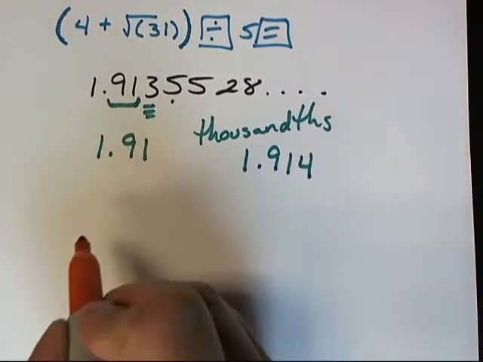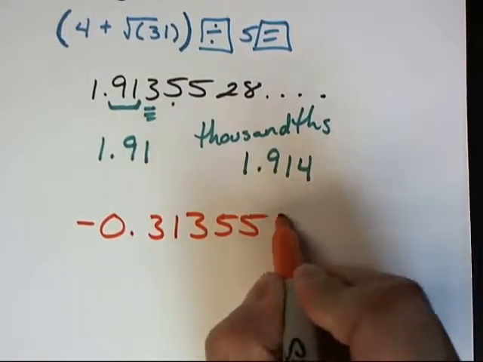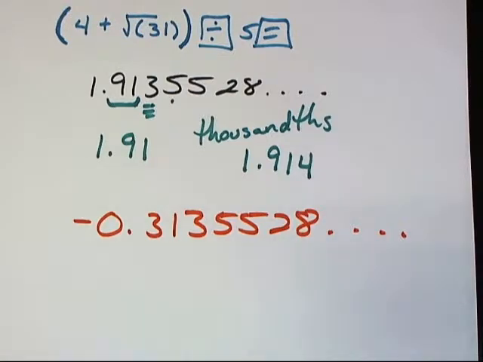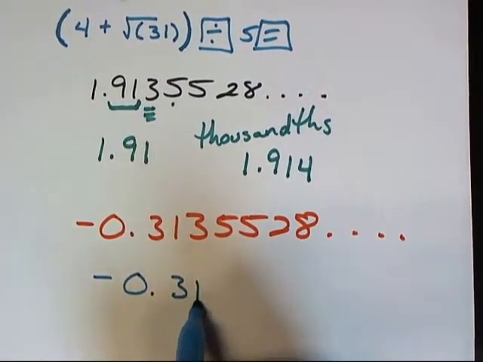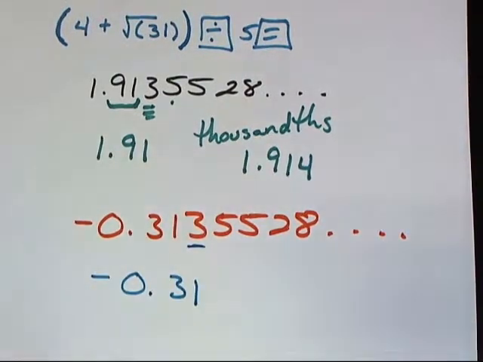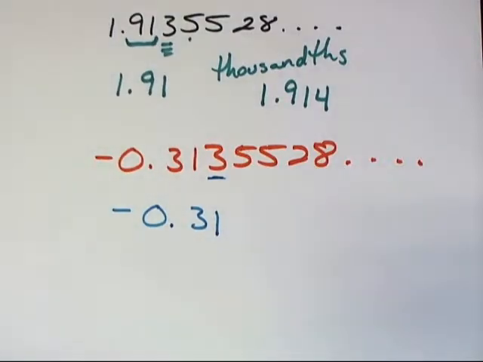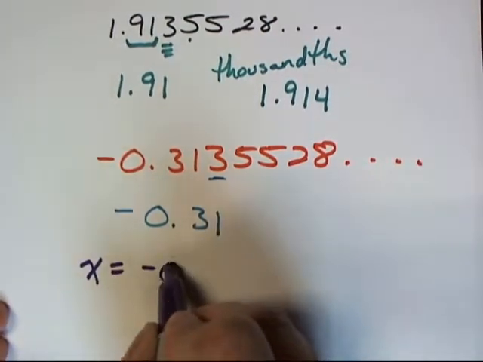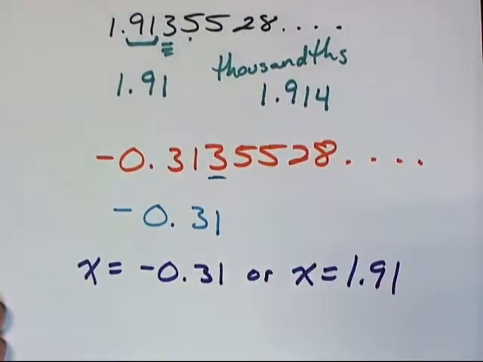Once you plug that in, your calculator should give you negative 0.3135528, etc. Once again, make sure that you follow the directions and round accordingly. It said to round to the nearest hundredths, so my answer here would be negative 0.31, as the 3 once again keeps the 1 the same. So my two solutions, because it asked me to round to the nearest hundredth for this problem, x is equal to negative 0.31 or x is equal to 1.91.